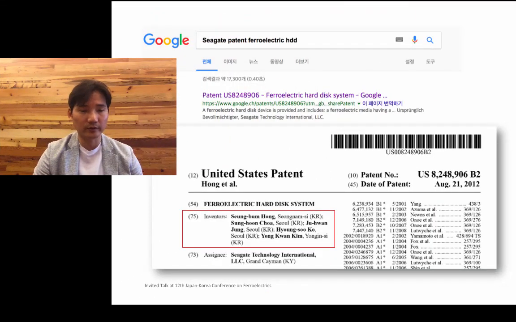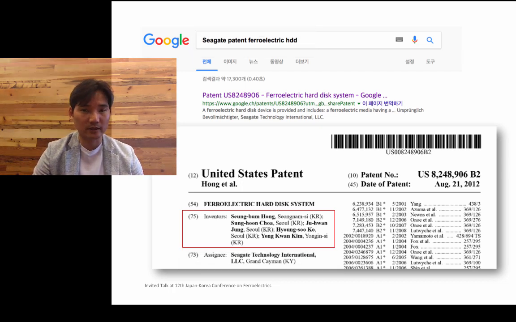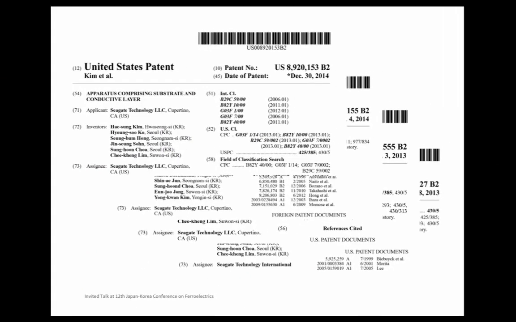So with that, we were able to file a patent and register it, but now Samsung has sold it to Seagate. So if you Google Seagate patent ferroelectric hard disk drive, our patents are now transferred to Seagate, as you can see from the first slide and the following slide in this presentation.